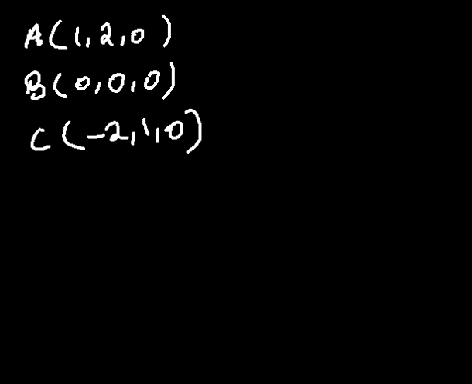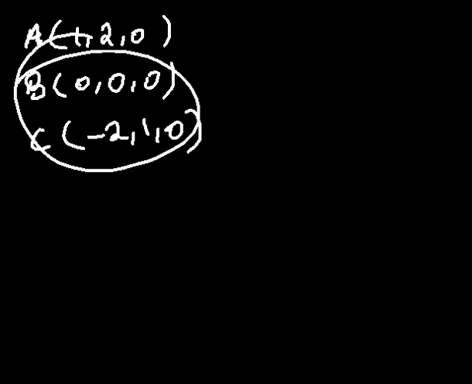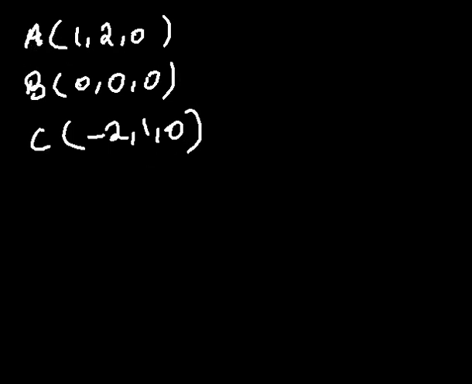And now let's say it is being claimed that this is a right angled triangle. How can you determine if the triangle corresponding to these vertices is a right angled triangle or not using vectors?